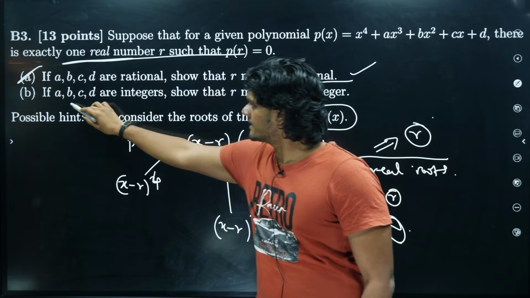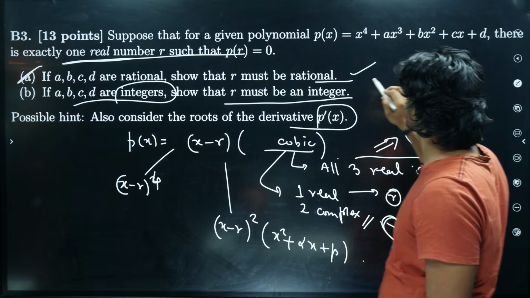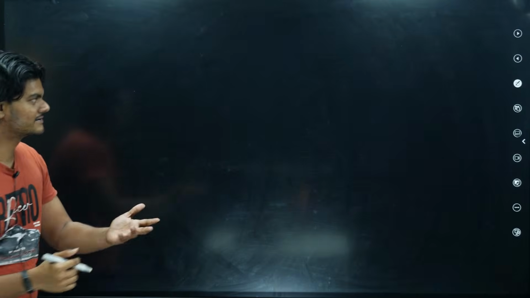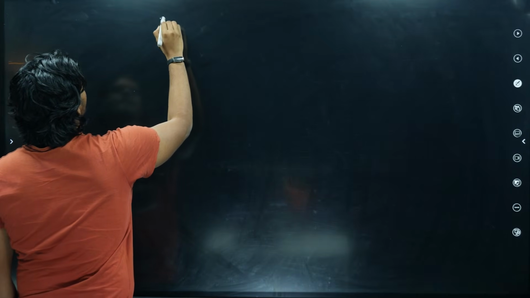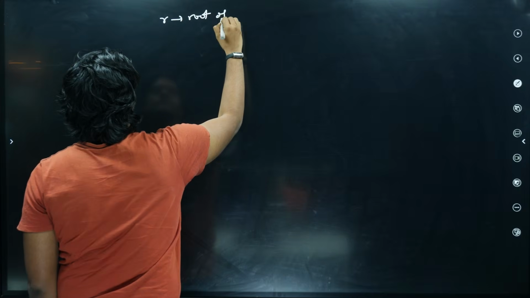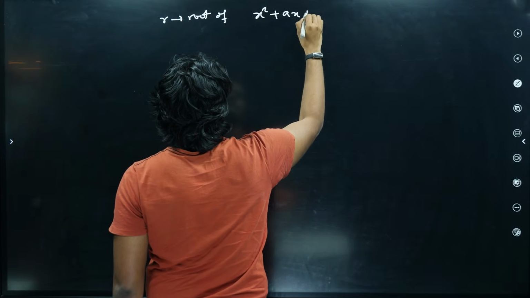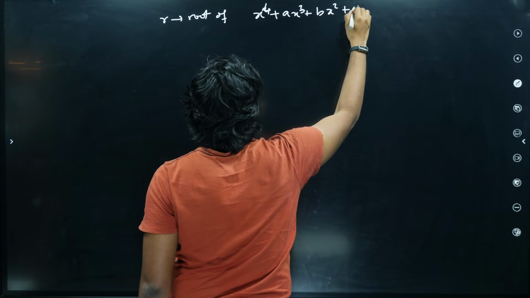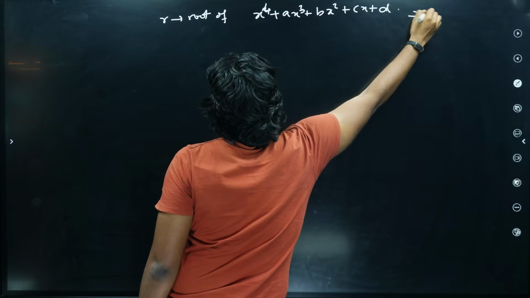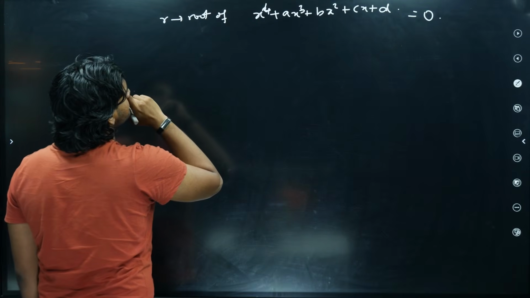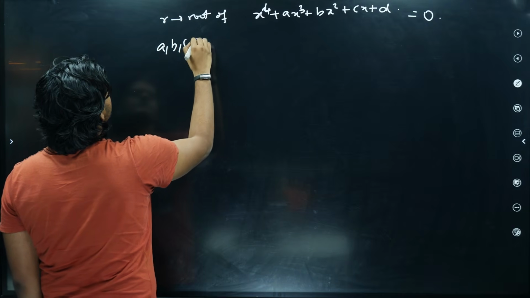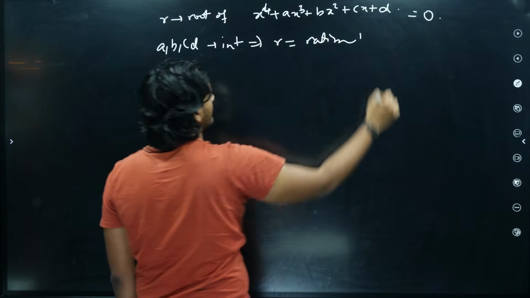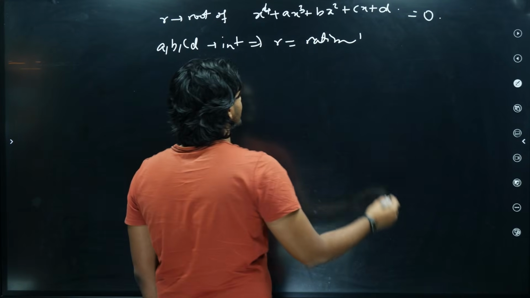How do we show that if a, b, c, d are integers, then r has to be an integer? First of all, if a, b, c, d are integers, they are rationals. r is a root of x power 4 plus a x cube plus b x square plus c x plus d. That means if a, b, c, d are integers, it implies r is rational. Any problem with that? I hope not.